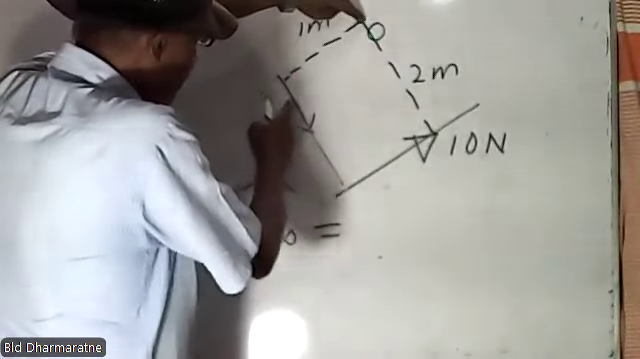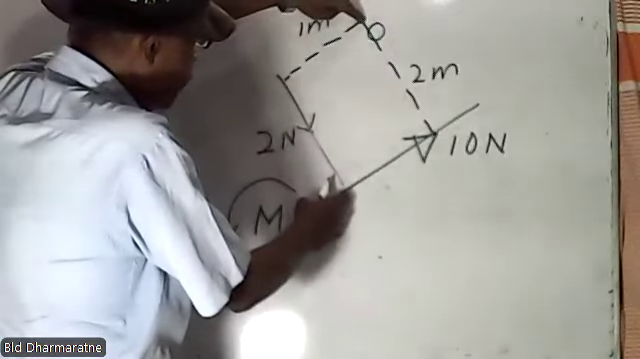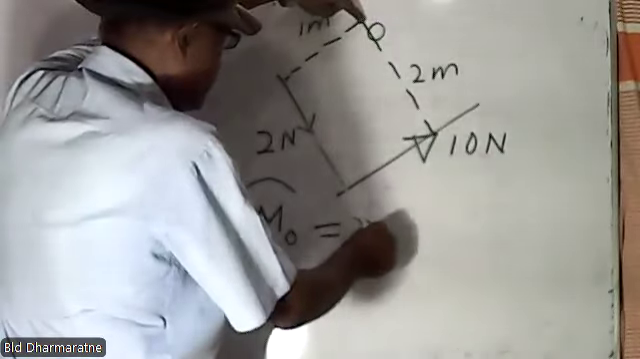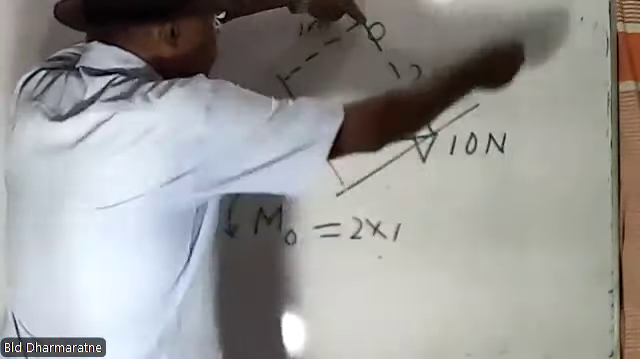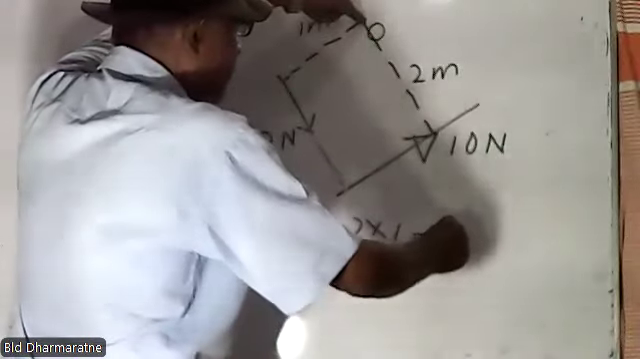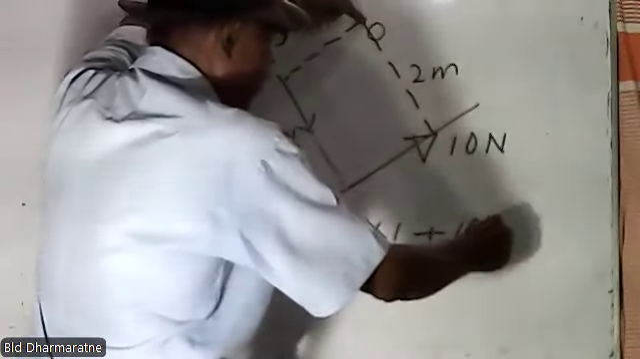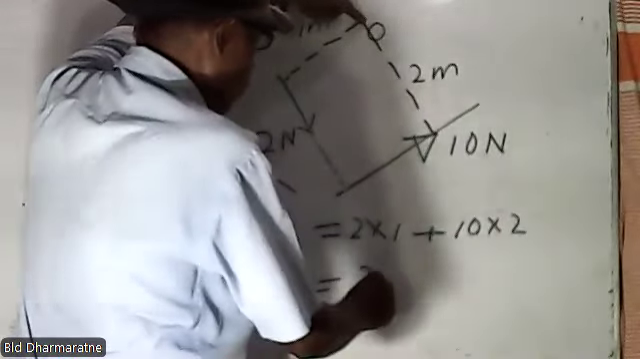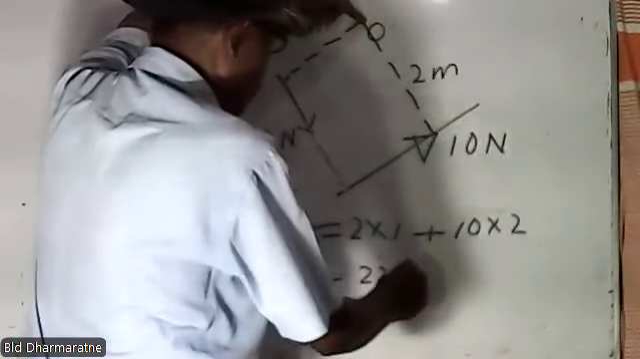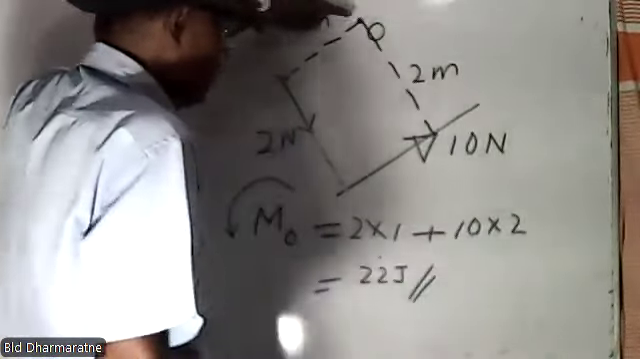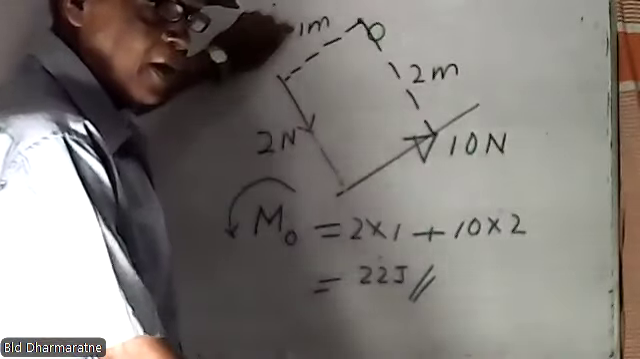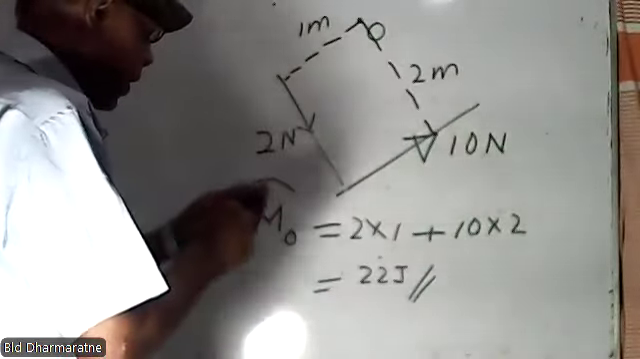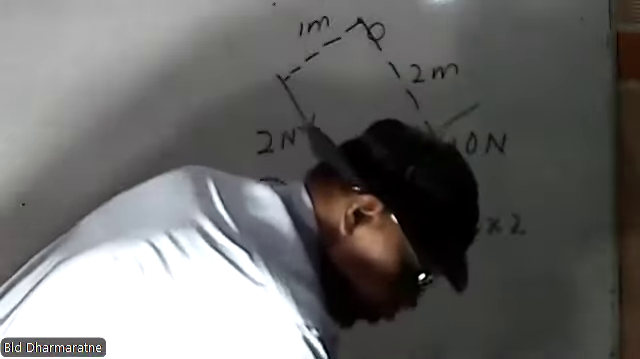The 2 Newton force moment is 2 into 1. This moment is also in the same anti-clockwise direction, so plus 10 into 2. This equals 22 Joule. This is the resultant moment of this system. Now, I will do another complicated example.